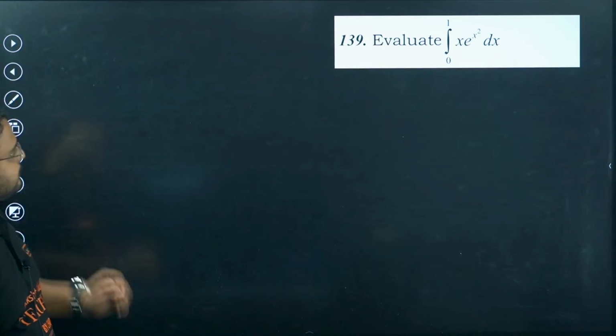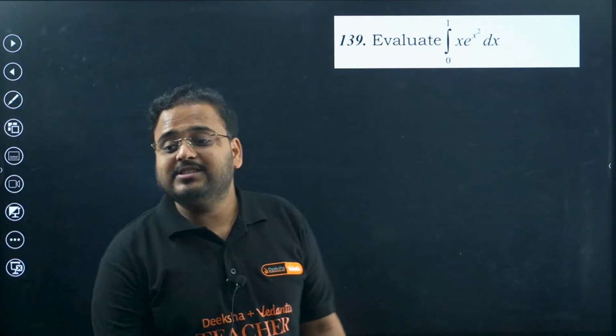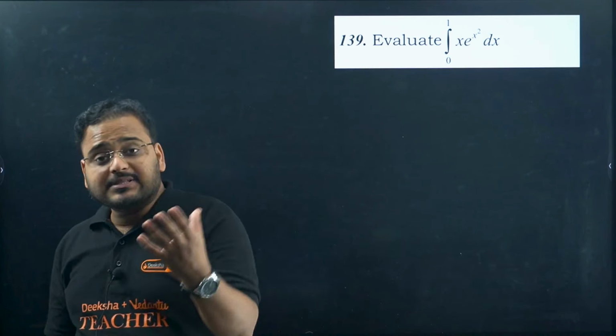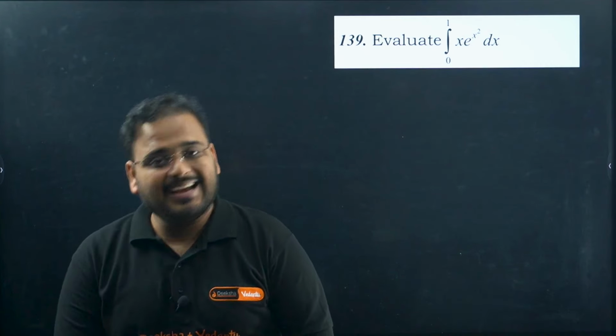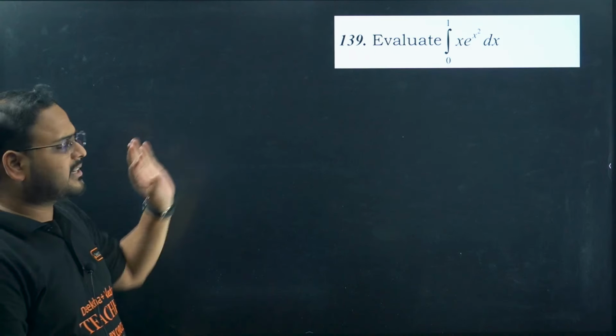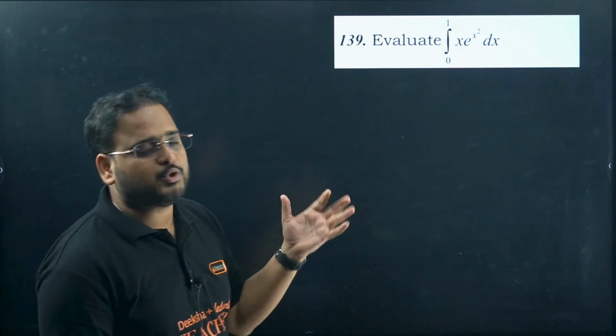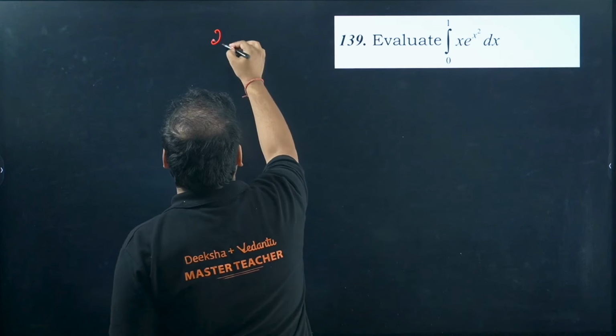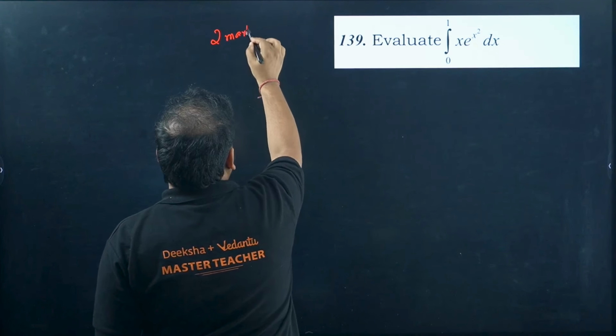Moving on. Now, we have reached the end of our MCQ section of your chapter integrals. Now it's time to solve some subjective questions, whether it is 2 marker, 3 marker, and so on. This particular question is a 2 marker.